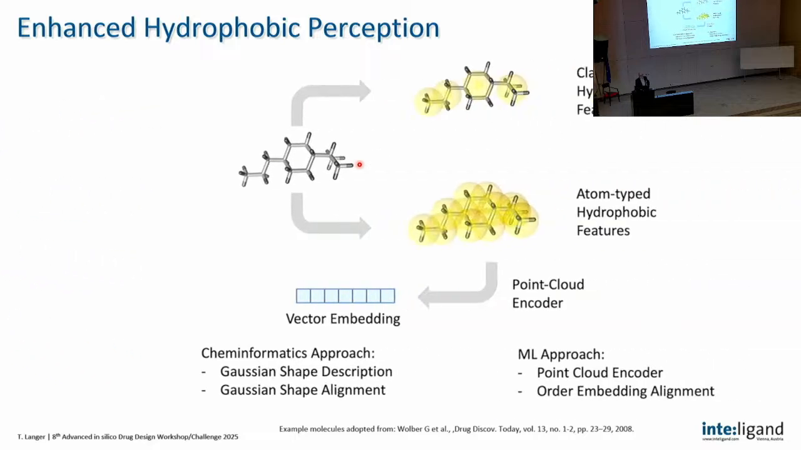And we think that we could do the same thing with vector embedding of a point cloud, but having not the classical hydrophobic features, but atom-type hydrophobic features, and then use this point cloud that is much bigger here in a vector, and use this for the definition of hydrophobicity for virtual screening in this pharmacophore vector format. But this is still future. This is our idea, and we want to work on that.